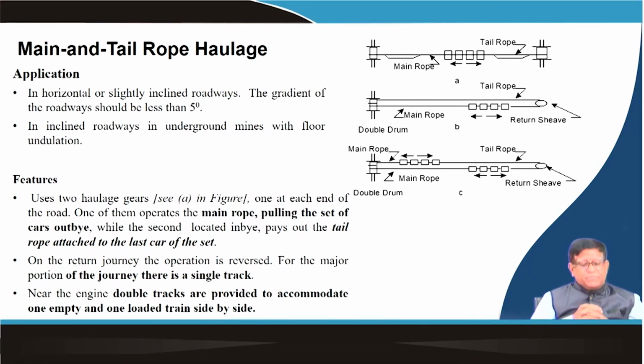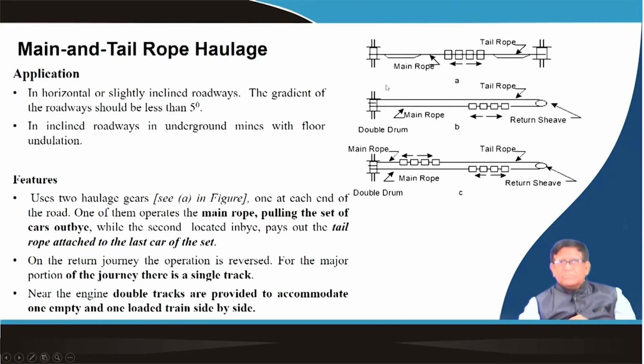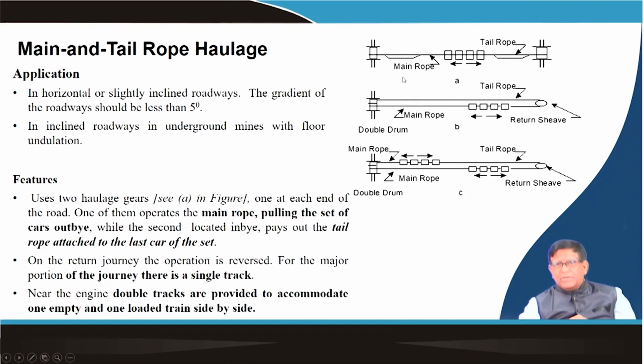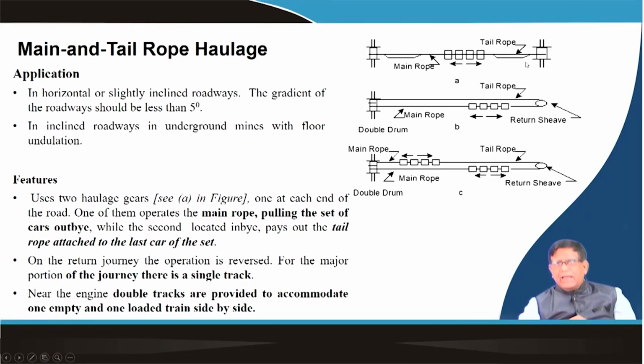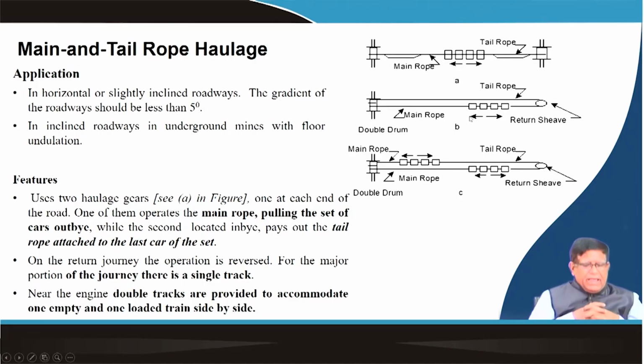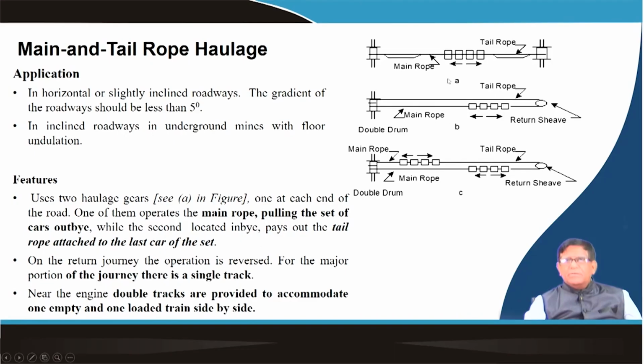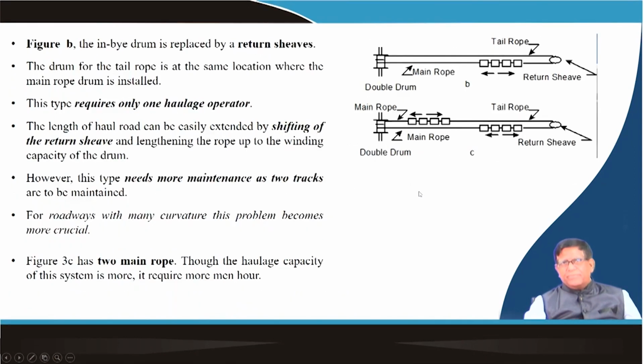For the major portion of the journey, there is a single track. It is only near where you will be connecting the empties and the loaded that you change. You may have this portion, and at this loading portion we are having two tracks, but the main journey is by single track. And near the engine, double tracks are provided to accommodate one empty and one loaded train side by side. So, this is your main rope and tail rope, that is why it is called main and tail rope haulage.